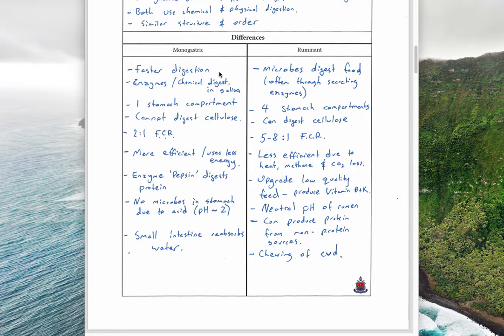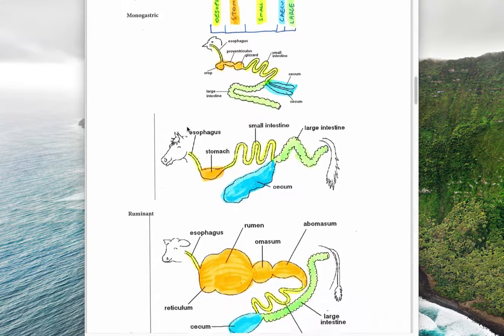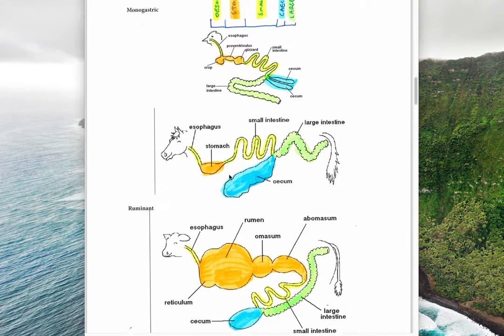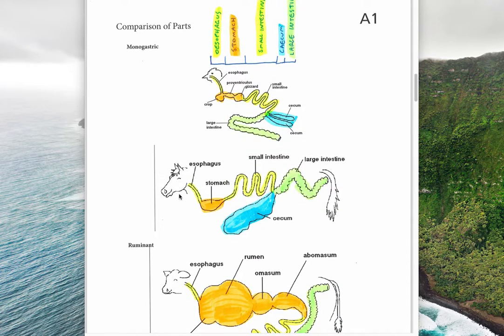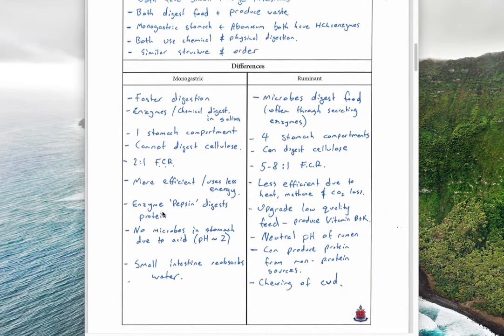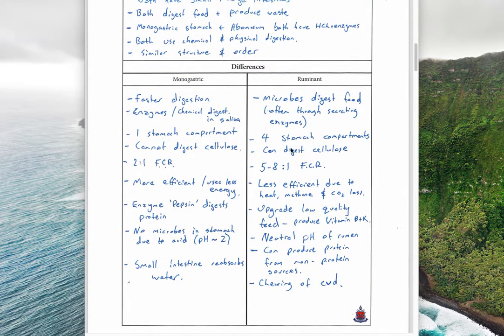The monogastric has faster digestion. It's much simpler, as I said before. Enzymes and chemical digestion in saliva occur. We have one stomach compartment. They can't really digest cellulose very well, although animals such as horses, which are hindgut fermenters, can digest cellulose in their cecum, which we saw here. Other monogastrics, humans for example, can't really do that. But they can't digest quite as much cellulose as ruminants.